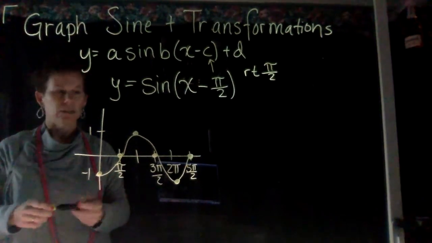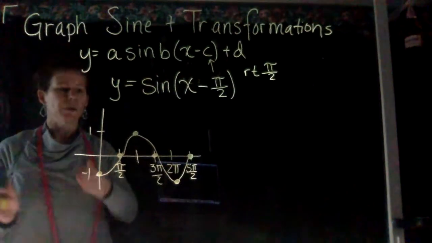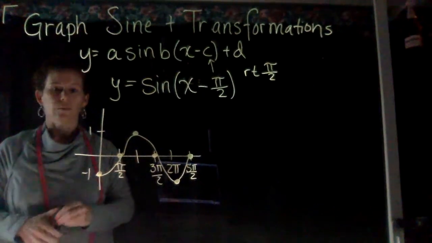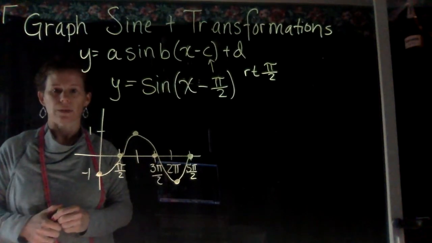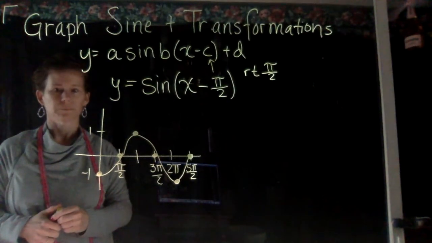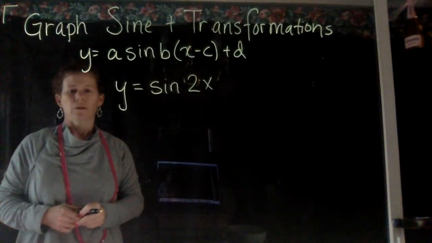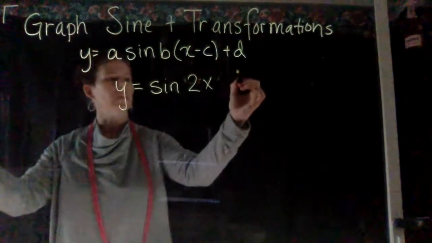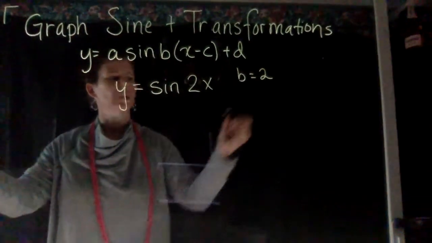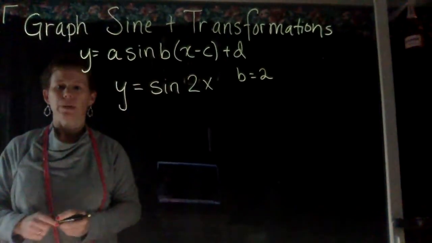So the shift inside the grouping is going to move it left or right. You have to think about what your period is, and then you have to think about that shift to put that all together. All right, now let's look at the graph of y equals sine 2x. The 2 represents my b value, so here b is 2, but that doesn't mean that my period is 2.